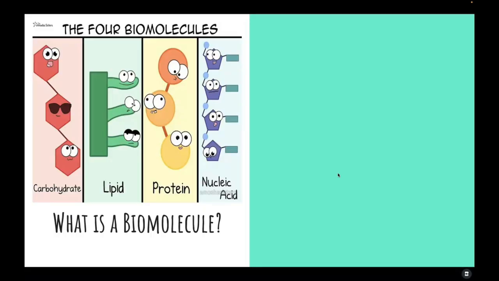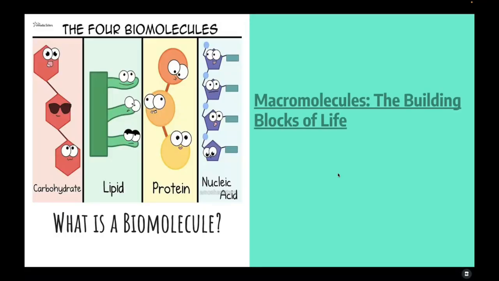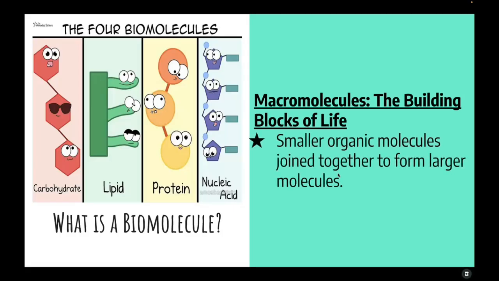So let's get into what is a biomolecule. It's just smaller organic molecules joined together to form larger molecules. Here you can see that carbohydrates are made up of these rings. Proteins are made up of these amino acids. Nucleic acids have 3 components to them, and they're completely made out of that. And lipids are the only ones that don't have an actual monomer. It doesn't have any repeating structure.